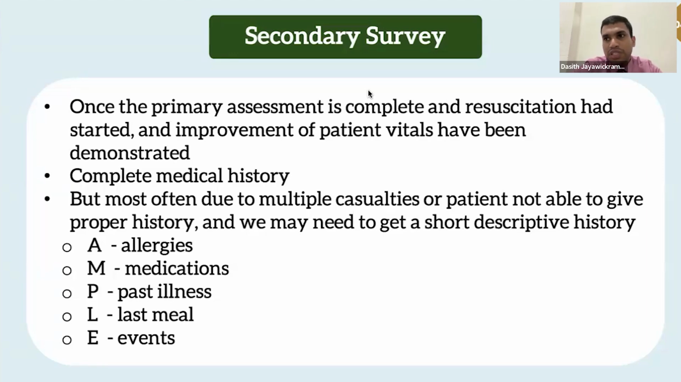And the events. How did this injury occur? What type of accident? Whether it's an RTA, a road traffic accident, whether this was an assault, whether this was a fall from a height, and if so, how high, how fast were you traveling? If it's a road traffic accident, what type of vehicle? Were you the passenger? Were you the pillion rider? Were you wearing a helmet? Those all are important. How did you impact? Were you thrown off? Those all are important because they will give an idea of what kind of injuries we might have to expect in this patient.